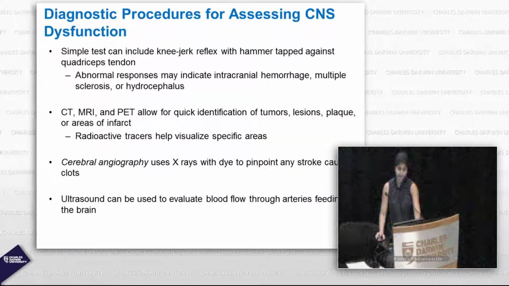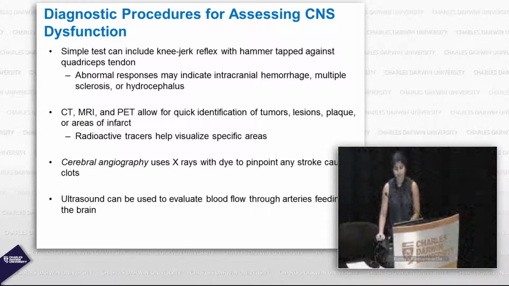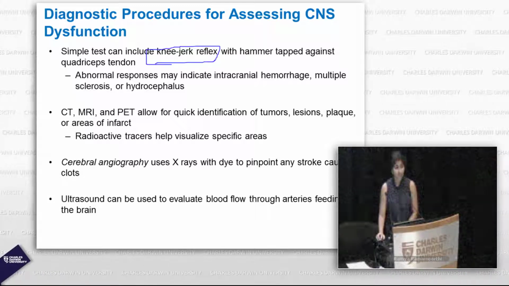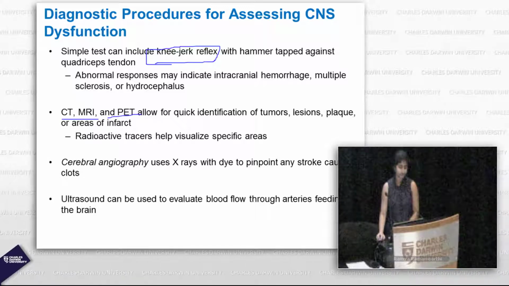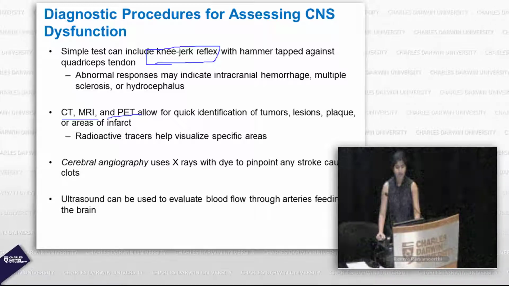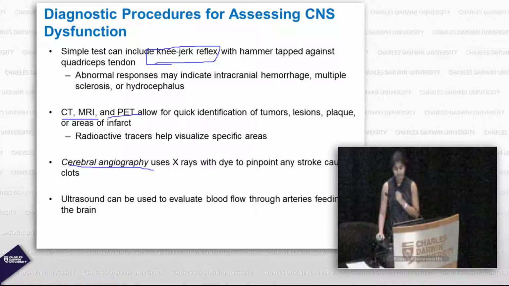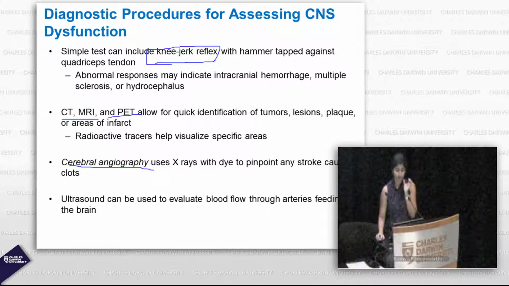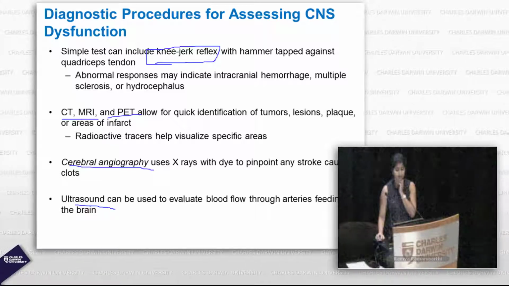So how do we diagnose various CNS dysfunction? First is the simple knee-jerk reflex. Okay, they do this, and if they see any abnormalities, then they refer to CT scans, MRI, and PET scans. And cerebral angiography is also done. So angiography is usually administering some sort of dye along with X-rays and finding out where the actual pinpoint hemorrhage or clot is present. And ultrasound is also done to evaluate if they have proper blood flow feeding the brain arteries. So all these will put together the actual story of what they're undergoing.